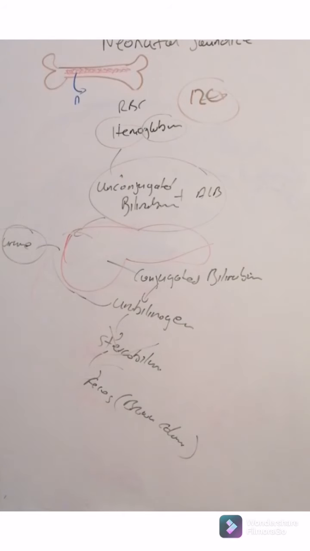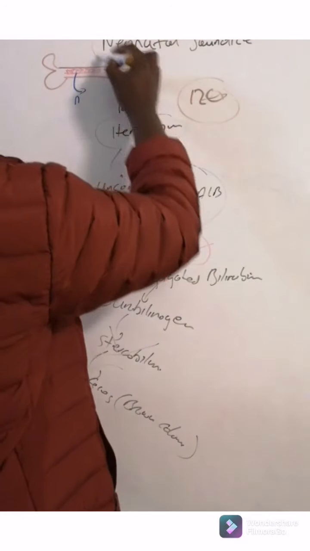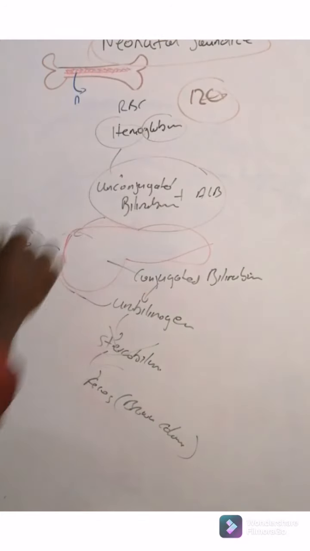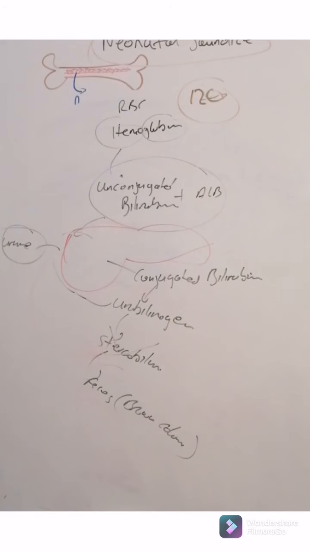So let's meet in another video where we're going to be talking about what happens when you've got neonatal jaundice, what it is and how it is classified, and what are the things that you look at to decide if it is pathological or physiological. Thank you.